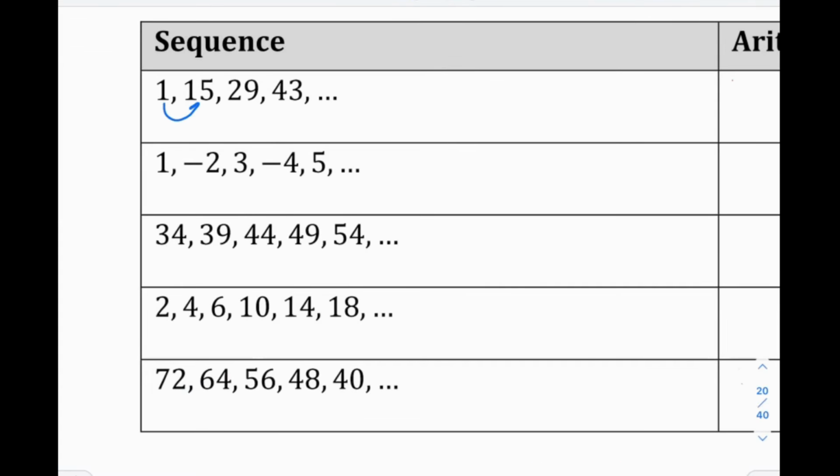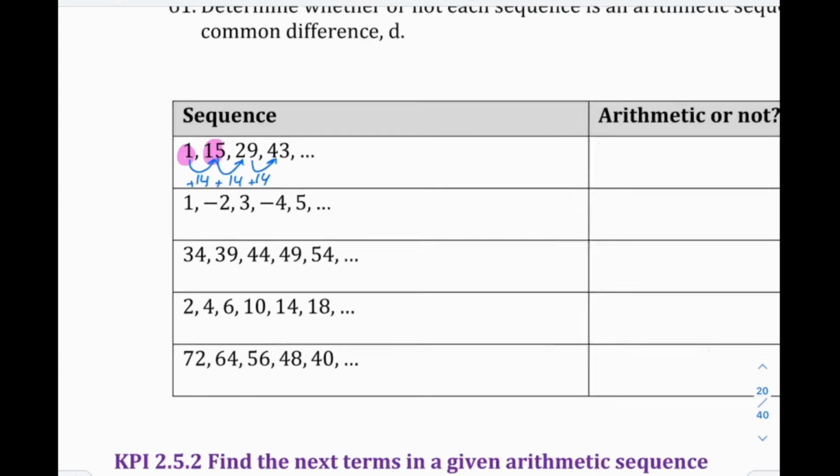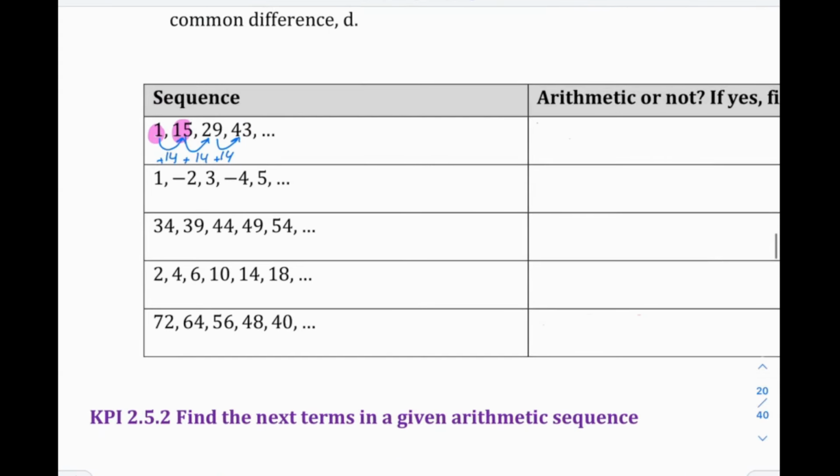What is the difference between the first term and the second term? It's 14. You can do it mentally, or simply subtract the new minus the old. 15 minus 1, 14. 29 minus 15, 14. 43 minus 29, 14. So all the terms are increasing by the same number, which is 14. So we will say yes. And if it's yes, find the common difference. So the D is 14.